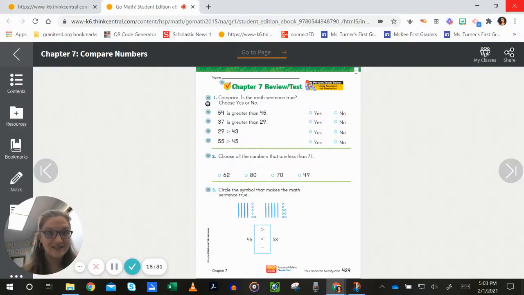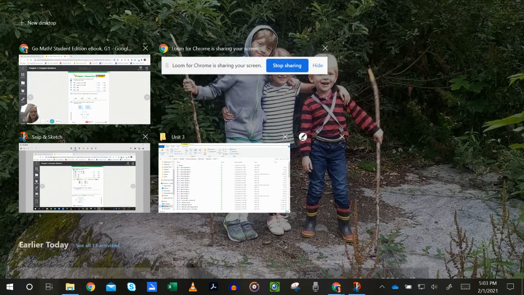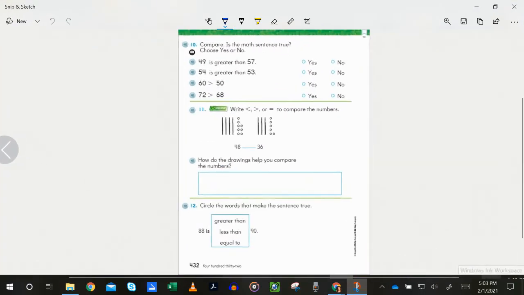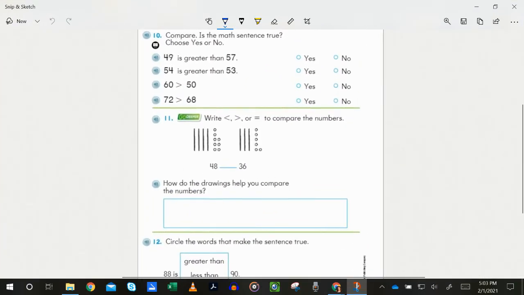Okay, friends, we are on to the last page now. So let's look at that. Here we have it. Okay, so we're switching back to our pencil to show our thinking, and then we will check it with our crayon. So first here on number 10, it says compare, is the math sentence true? Oh, we did some of these before. We're going to do a few more. The first one says 49 is greater than 57. Choose yes or no.